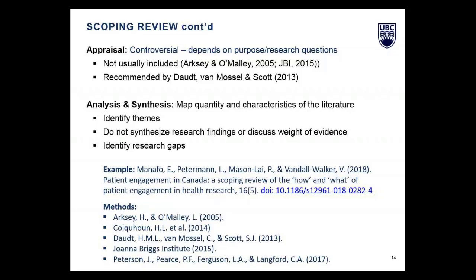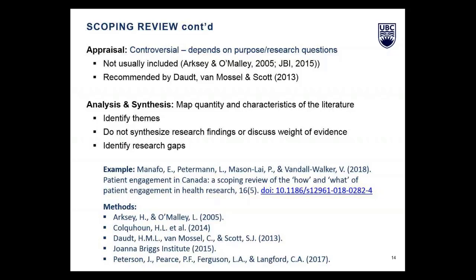And so for analysis and synthesis, what we want to do is map the quantity and the characteristics of the literature. What kind of themes are being written about? Now, we would say that research findings aren't being synthesized. We're not looking at weight of evidence. So is this knowledge synthesis or not? We're going to argue it is because it's telling us something new. It's telling us about the state of the field. So even though there's not a synthesis of these findings per se, the findings are going to be more descriptive. What's being written about?